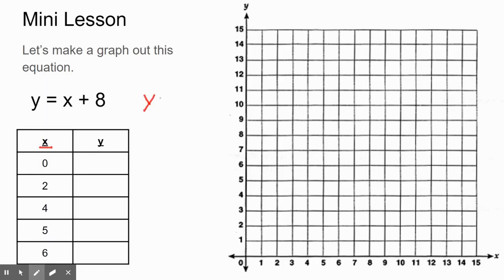So just like we did in the previous video, we're going to figure out what is y when x is equal to 0 and 2 and 4 and 5 and 6. So, for example, y is equal to 0 plus 8. So if x is 0, y is going to equal 8. If x is 2, y is going to equal 10. If x is 4, y is going to equal 12, 13, and 14. So that's our first step, is make a table.